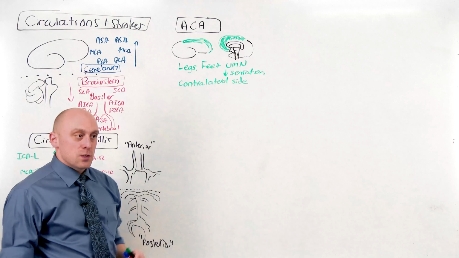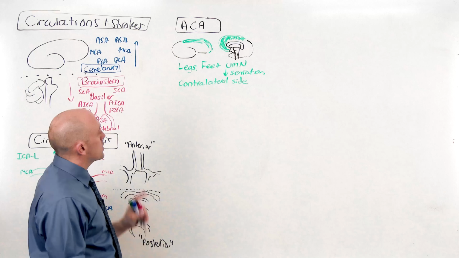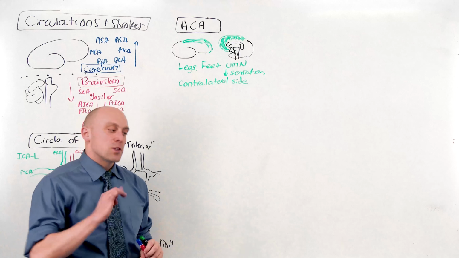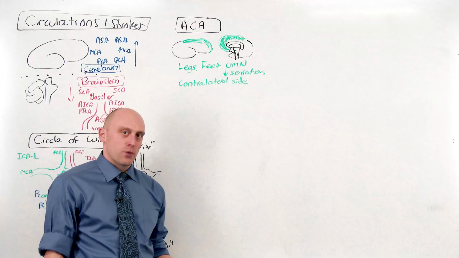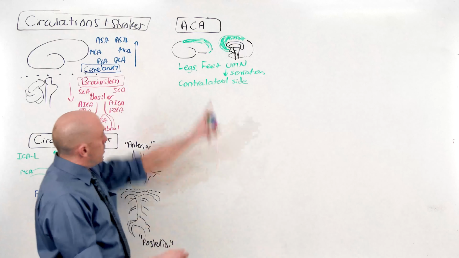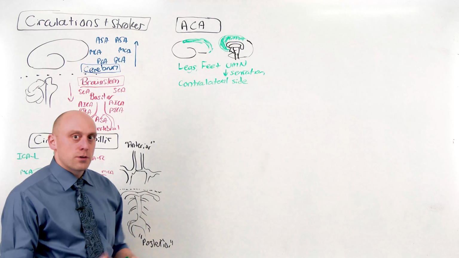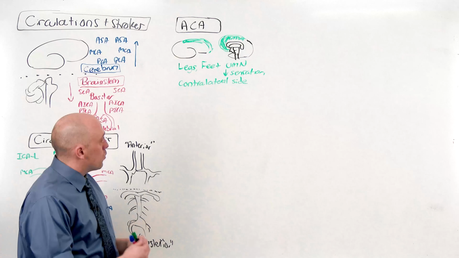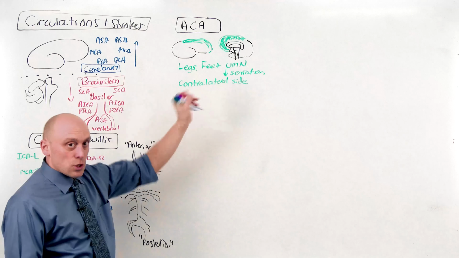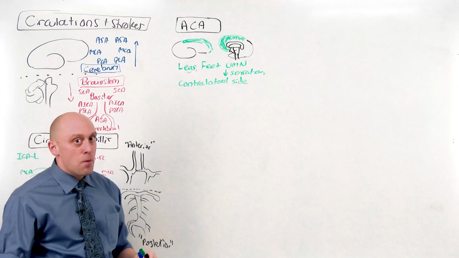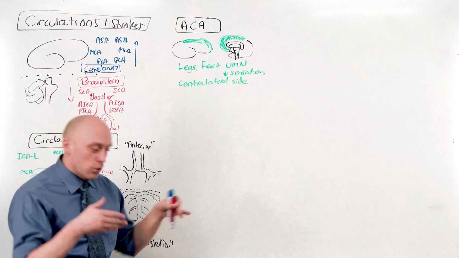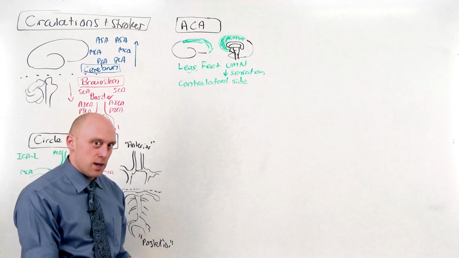Specifically what this means and why this matters the most is because it's going to irrigate the somatosensory cortex and motor cortex that controls the legs and feet. A stroke of the anterior cerebral artery will present with upper motor neuron lesions and a loss of sensation, both pain, temperature and vibration sense, of the lower extremity on the contralateral side.